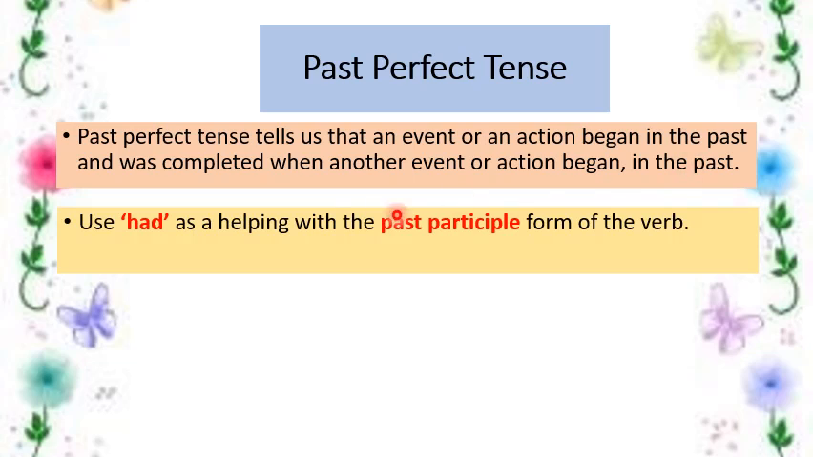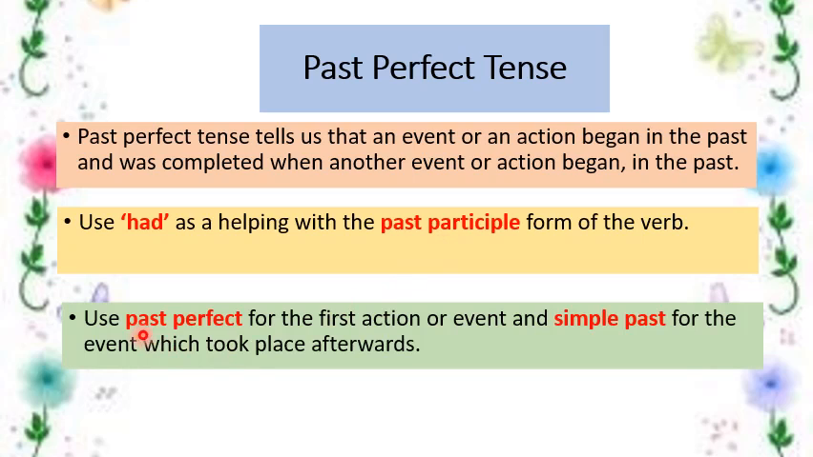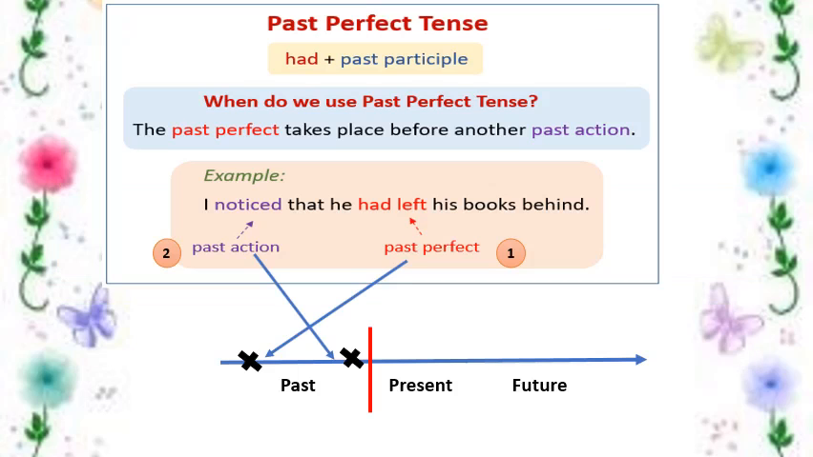In past perfect tense, usually we use had as a helping verb and the past participle form, which is the third form of the verb. We use past perfect for the first action or event and simple past for the event which took place afterwards. The helping verb is had with all types of pronouns or subjects, and we use the third form of the verb, past participle form.